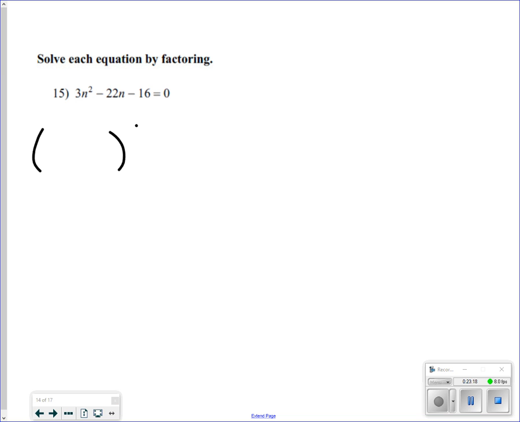Guess and check. 3n squared. So really the only way to get 3n squared is 3n times 1n. Factors of 16 now. And again, I'm keeping my eye on the middle. So I want to be able to get to the middle.